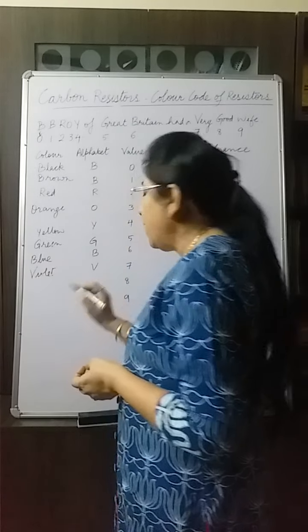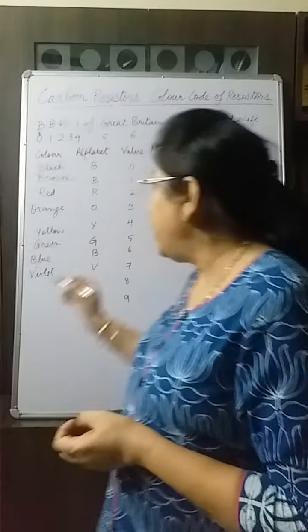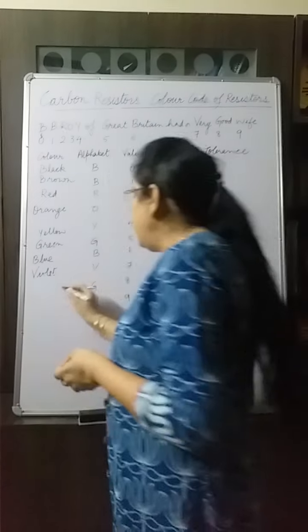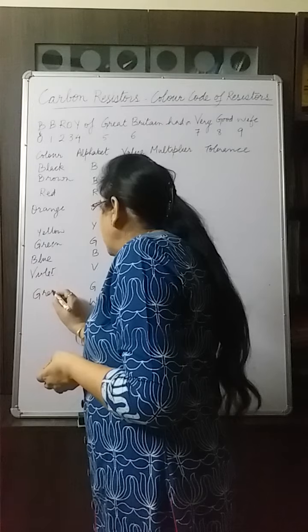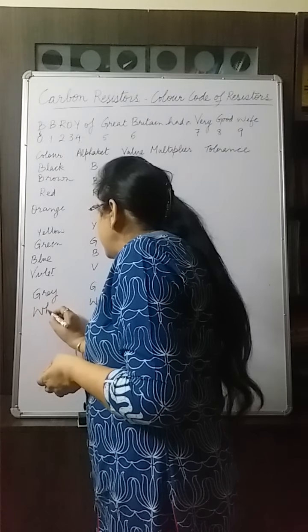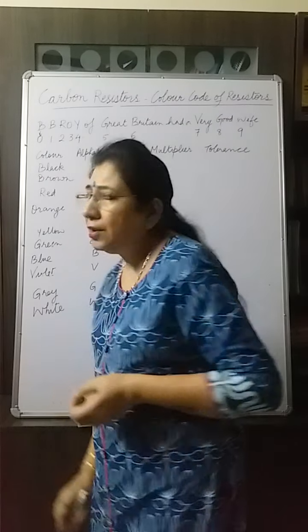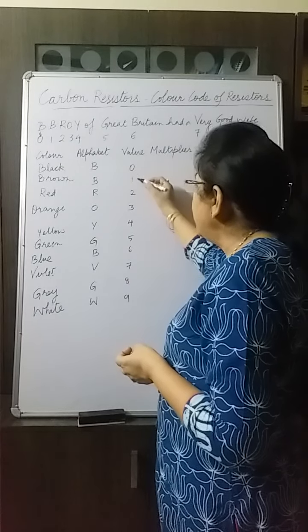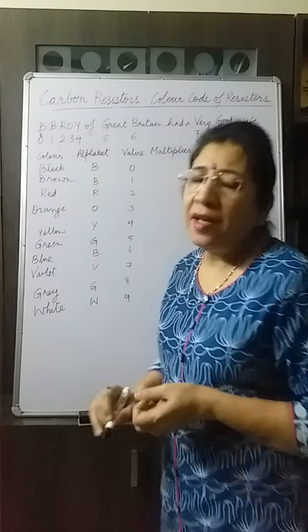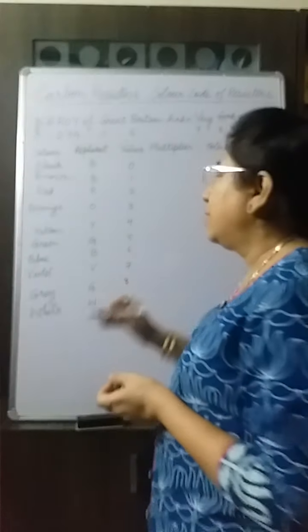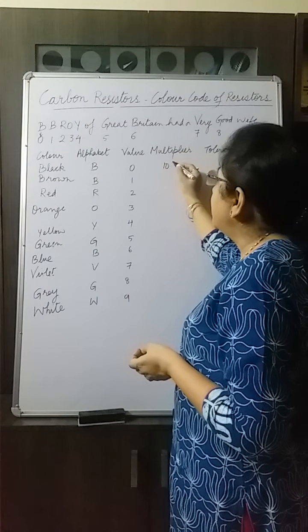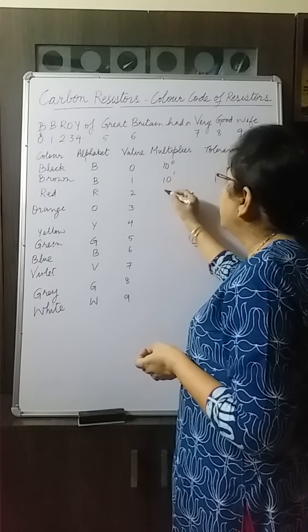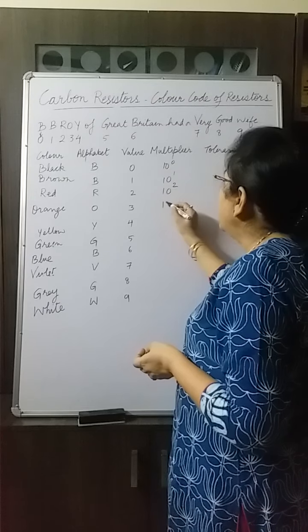Here again we have another G. Green we have already written, so here we will have grey, and W stands for white. These are the values 0 to 9, 10 values for different colors. And the multiplier means 10 raised to power 1, 2 and so on.